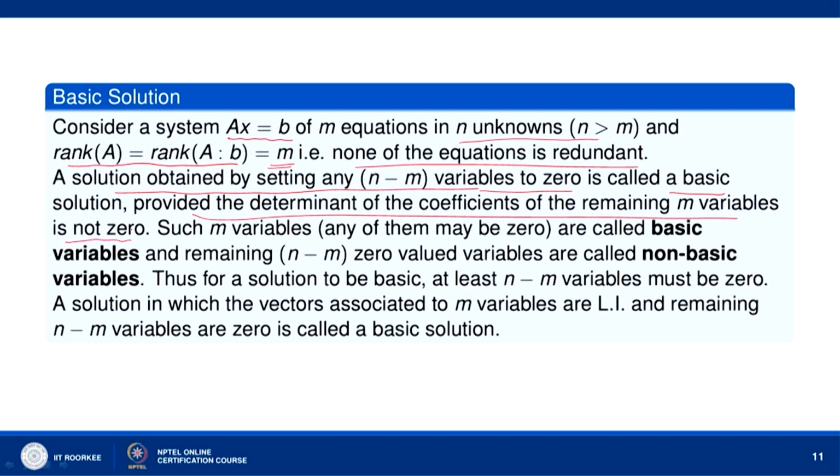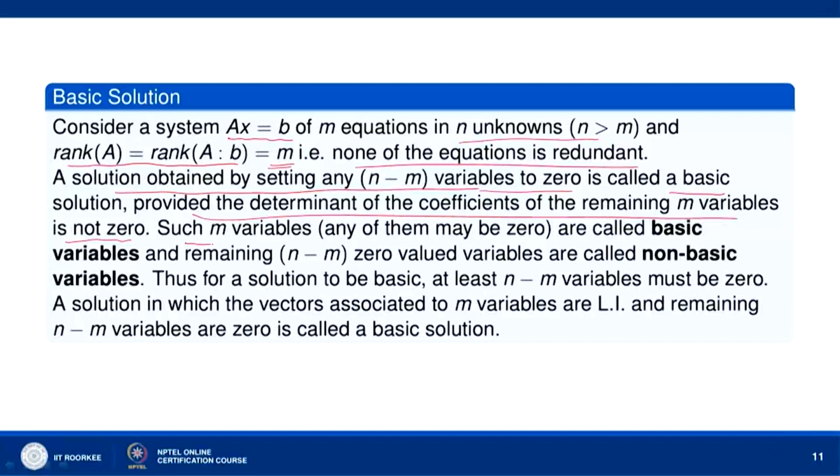So, after you have taken n minus m variables to 0, for the remaining m variables, the determinant of the coefficients of those variables should be non-zero. Such m variables, any of which may be 0, are called basic variables, and the remaining n minus m zero-valued variables are called non-basic variables. So, the variables which we have taken as zeros, they are n minus m in number, they are called non-basic variables, and the other m variables are called basic variables.